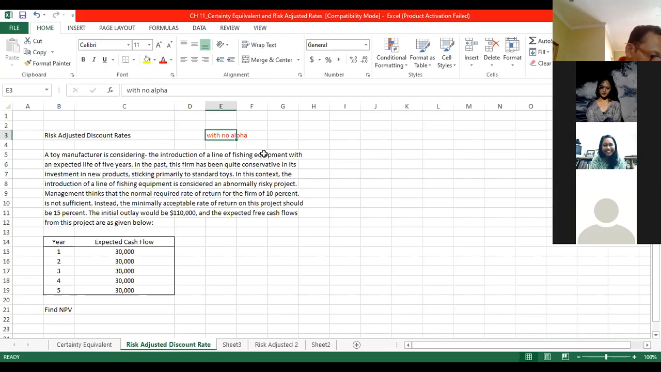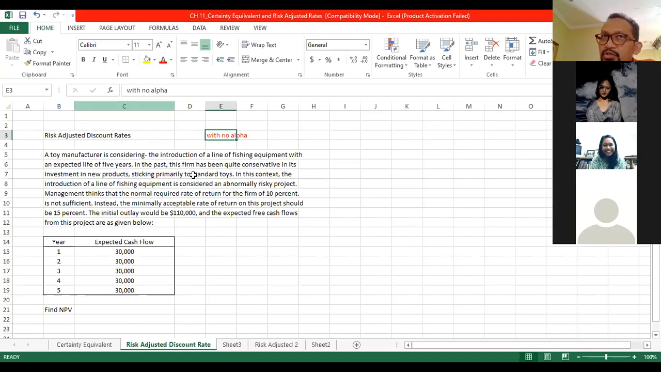Here, the risk-adjusted discount rate will be 16% actually, but here it's 15%. Assuming the firm's current required return of 10% is not sufficient, instead the minimum accepted rate is used. So the risk-adjusted discount rate is basically this.